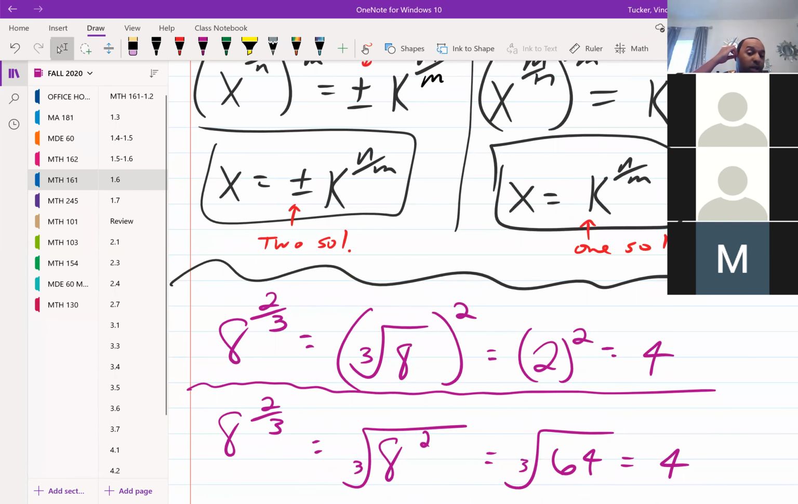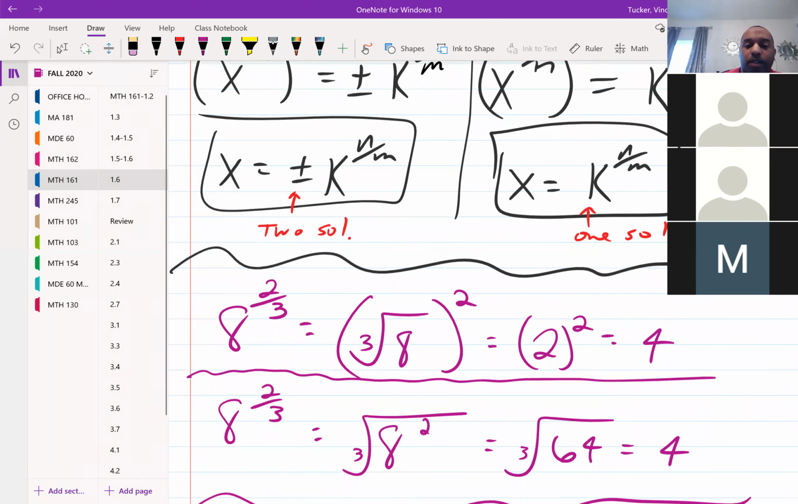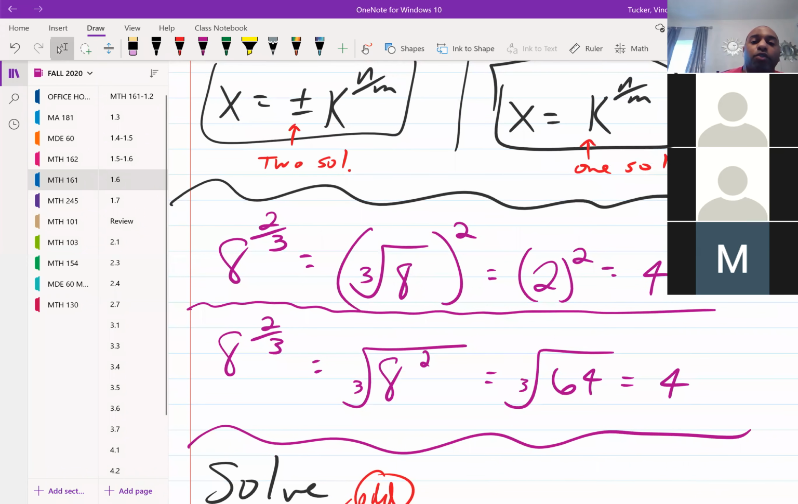Okay, so just making sure I emphasize what it means for us to have a fraction for an exponent. Always hold true to the idea that your numerator is your power, and your denominator is your radical or your root. And it doesn't matter which order you do it in, as long as you hold true to that thought process.